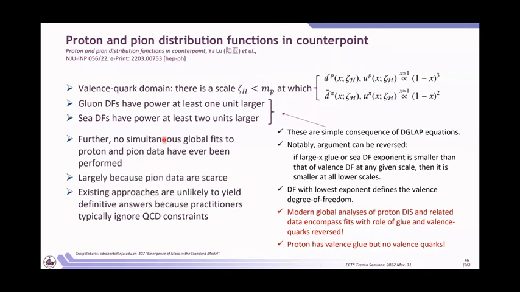And on top of that, we have no simultaneous global fits to the proton and pion data. That's in part because pion data is scarce. And we really have a problem. Existing approaches are not likely to yield definitive answers for the structure of the proton and the pion unless we implement the tight QCD constraints on the fits.